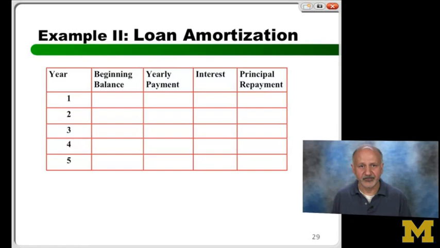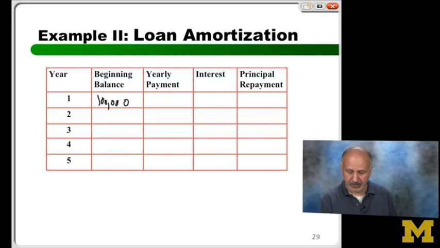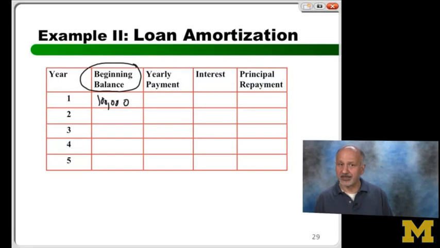How much did we borrow? $100,000. So I'm going to write $100,000 here. And the reason I'm writing $100,000 is because that's the amount of money you started off with. I want you to recognize that the title here is beginning balance. Why did I say that? Because that's the amount of money you have walked away with, or you owe the bank at the beginning of which year? Year 1. So what point in time is this? It's time 0. Point in time 0.